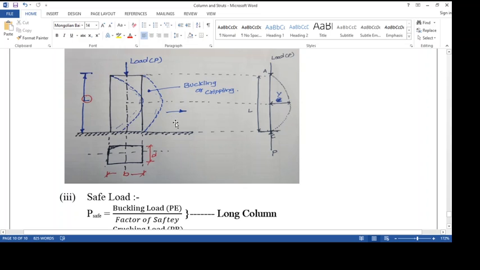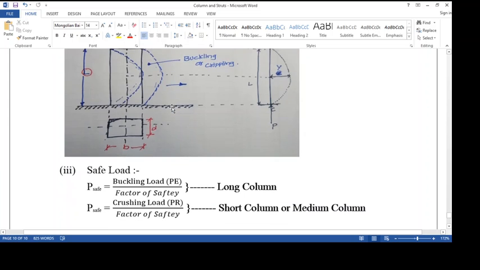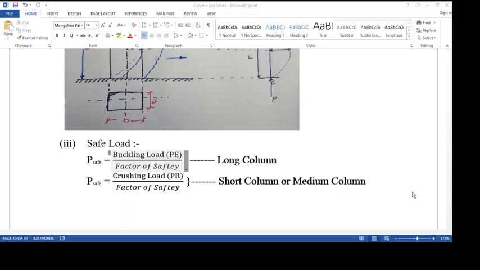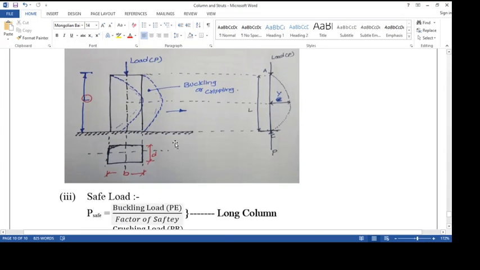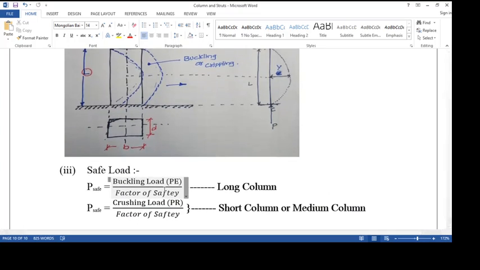See, Euler's formula is applicable for long columns and Rankine's formula is applicable for short columns. Safe load is equal to buckling load or crippling load divided by factor of safety. It is called the safe load. The safe buckling load is where you use Euler's theory, and the crushing load is where you use Rankine's theory. Euler's theory is applicable for long columns. Rankine's theory is applicable for short columns and medium columns.